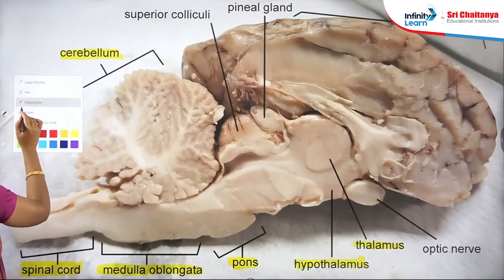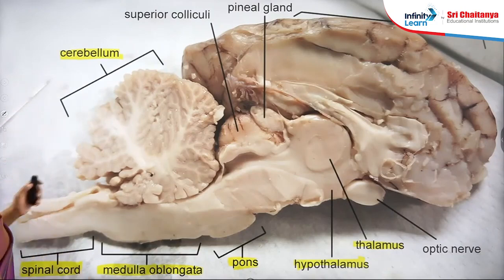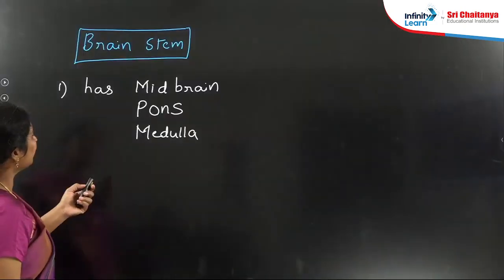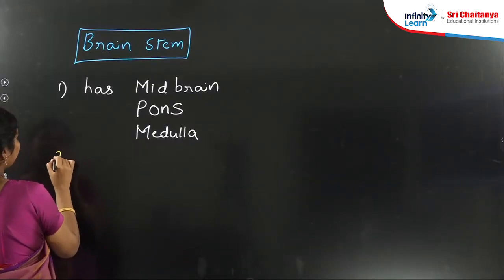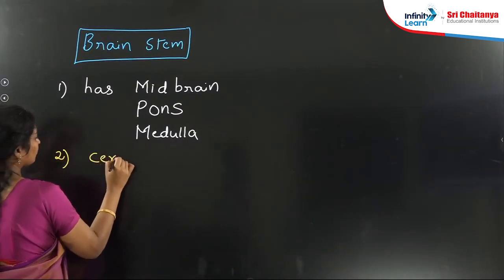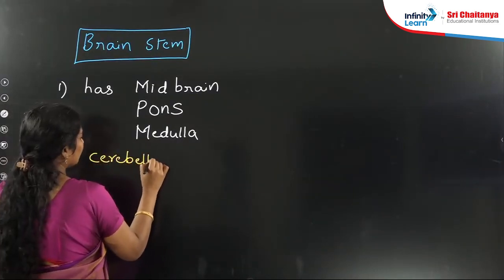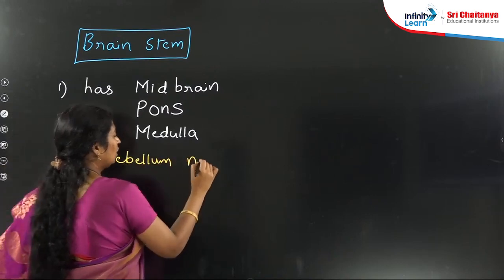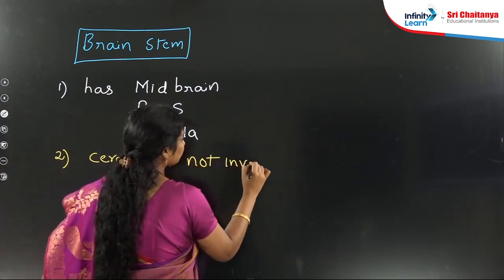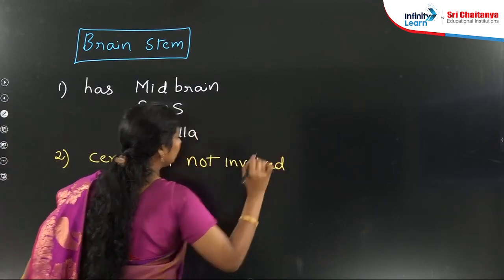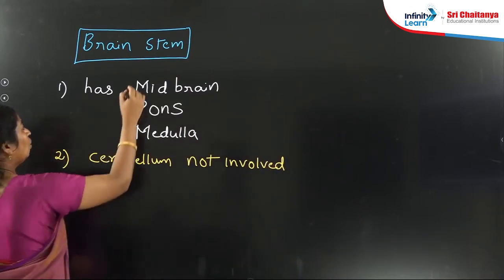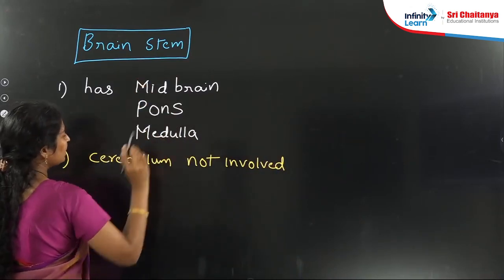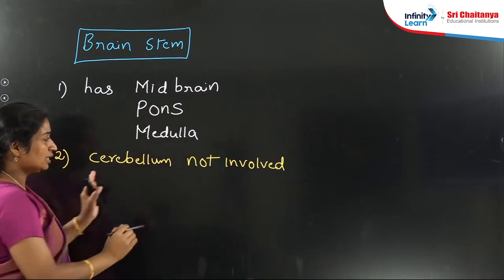So which portion of the brain doesn't come under the brainstem? The answer is the cerebellum, it is not involved. So the structures involved in the brainstem are only the midbrain, pons, as well as the medulla oblongata, but not the cerebellum.